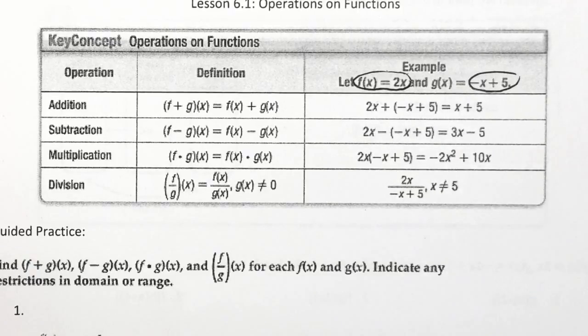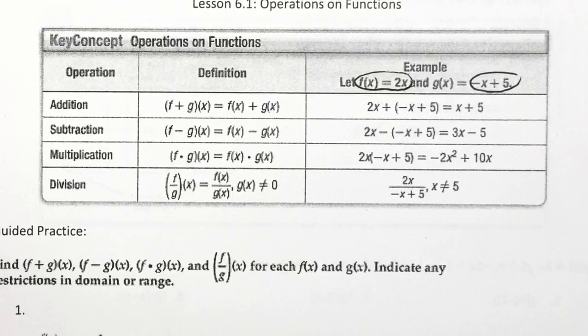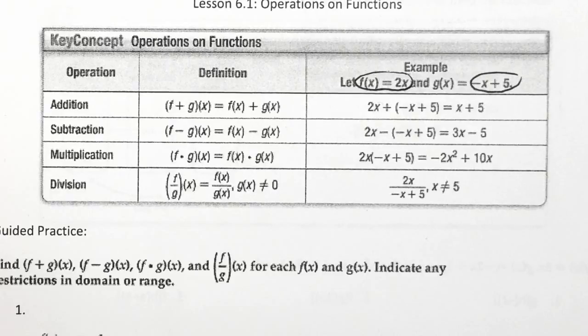And when we add them, we just combine what? Like terms. Good. What makes something a like term? Same variable, same coefficient. I mean, not coefficient. Same variable, same exponent. Alright.